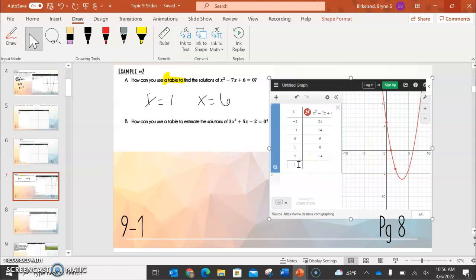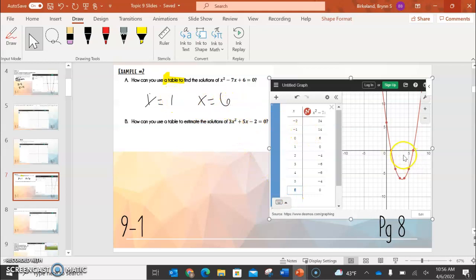But if we weren't sure where the other one was, we're going to type in further numbers here and see if we can find another place where it has a y value of 0. And sure enough, that happens when x equals 6. So using a table and solving one of these quadratics, you'd be looking for when the y value is 0. And we see that happens when x is 1, so there's our first solution, and when x is 6.